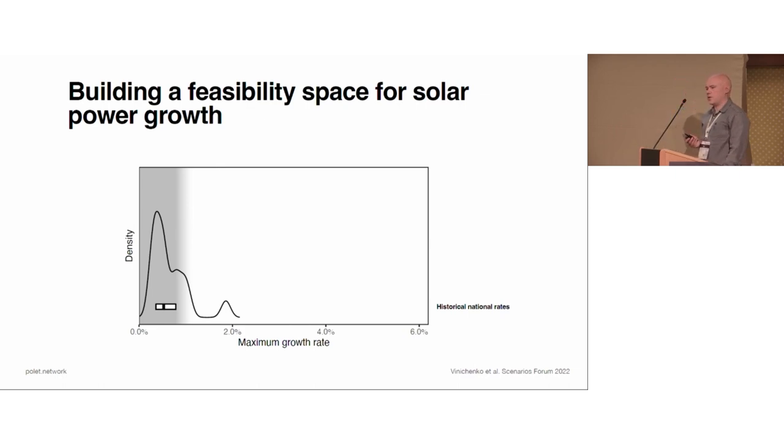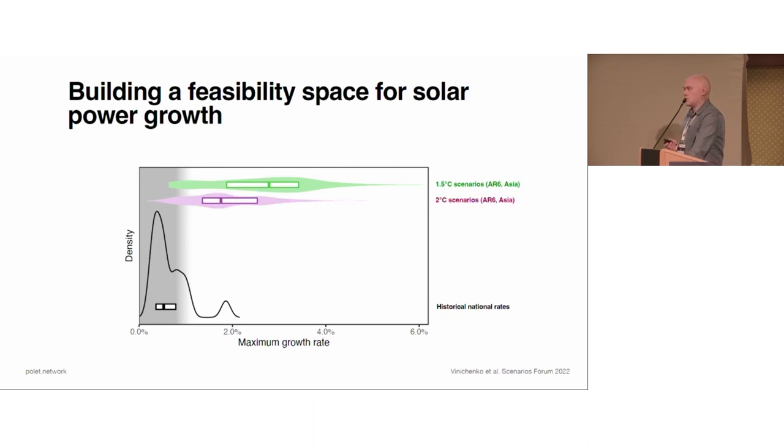And having built this space, we can also superimpose scenario data over it. So this is for 1.5 degree consistent scenarios from AR6, and this is for Asia, the largest region which is critical to the global transition, and where the growth and decline rates of different sources are often the highest. So for each pathway, we measure one maximum growth rate between 2020 and 2050, and then we summarize them in this way. So the box again is the interquartile range with the median, and the violin is the total density of all rates in this category of scenarios. And we can also do this for 2-degree consistent scenarios, and having built this setup, we can do some reasoning.